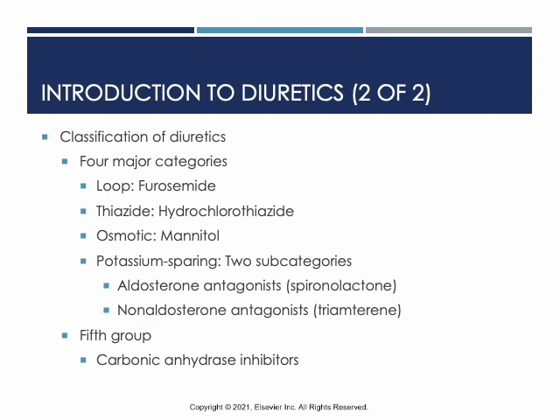There are 4 major categories under the classification of diuretics. We have loop diuretics, so an example of this would be furosemide or Lasix, thiazide diuretics like hydrochlorothiazide, osmotic diuretics like mannitol, and we have potassium-sparing diuretics. And we have 2 types. We have the ones that are aldosterone antagonists like spironolactone, or we have the ones that are non-aldosterone antagonists, triamterene.